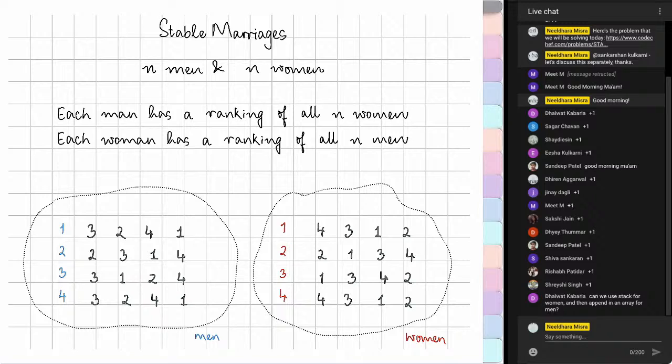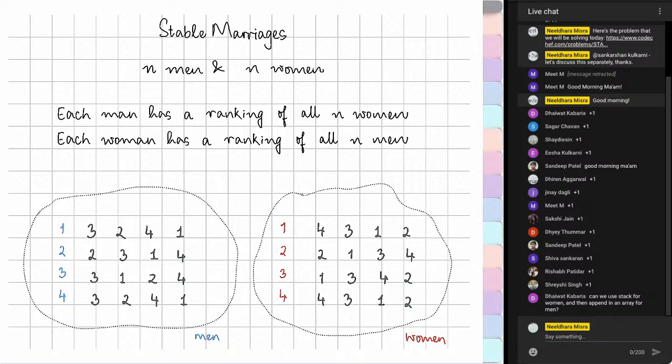Question in the chat: can we use a stack to represent the woman and then append an array for the men? Yeah, we will be using a lot of lists and arrays and things like that. But even before we get to the data structure part of it, where I think you're thinking about how do we handle this information, we want to get some clarity about what is the target, what are we trying to find, what is the optimization goal, and how do we find it. So just to recall once again, this is the setting. You have n men and n women, and each man has a ranking of the women, and each woman has a ranking of the men.